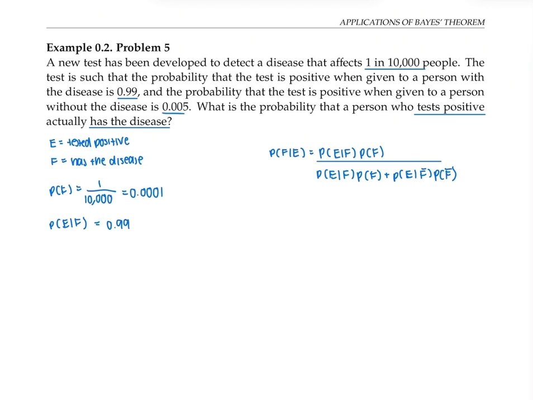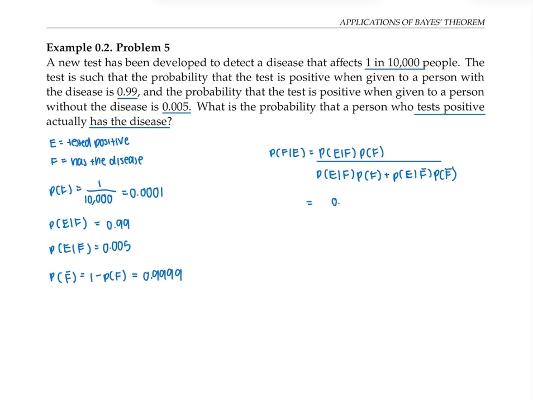On the contrary, we have the probability of a false positive, so P of E given not F equals 0.005. And last, let's also find out the probability of them not having the disease at all. So that's P of the complement of F, which is equal to 1 minus P of F, which equals, if we subtract 0.0001, 0.9999.